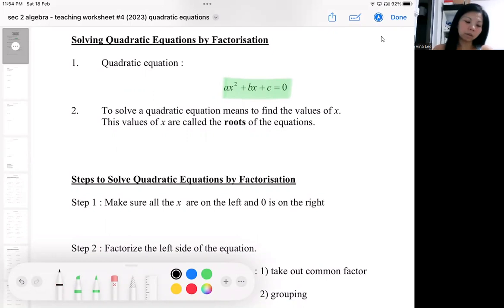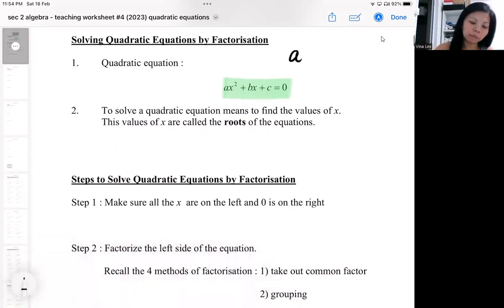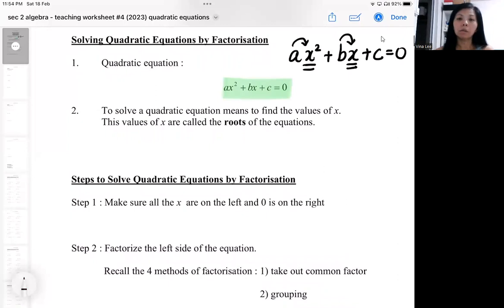The general format is always like this, we will try to be very organized. We will always have the highest power first, and this is the coefficient of x squared, followed by x, and this is the coefficient of x. B is the coefficient of x. C is a constant. We'll always put the highest power first: x squared, x, and constant, so you don't get mixed up.